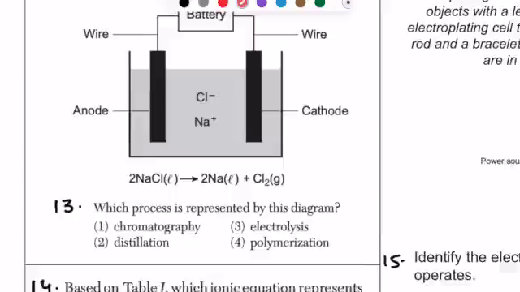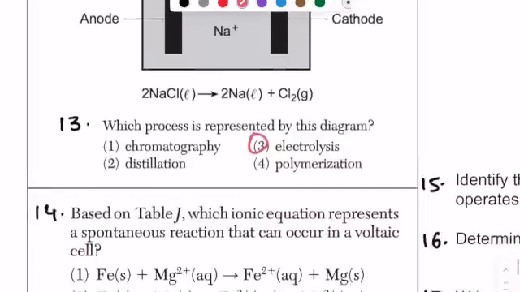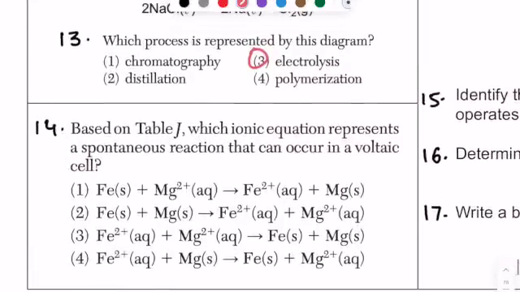Which process is represented by this diagram? So this is an electrolytic cell, and an application of that is electrolysis. So that is the dissociation of a compound into its individual ions or elements.